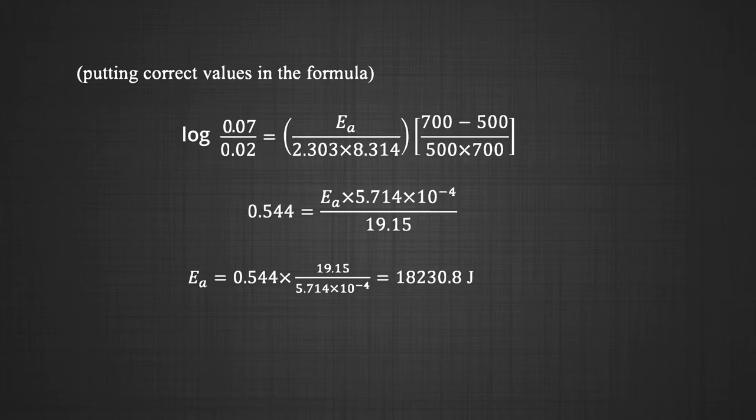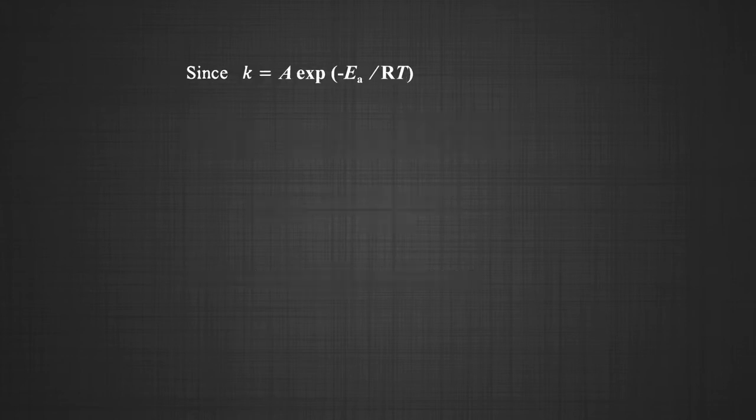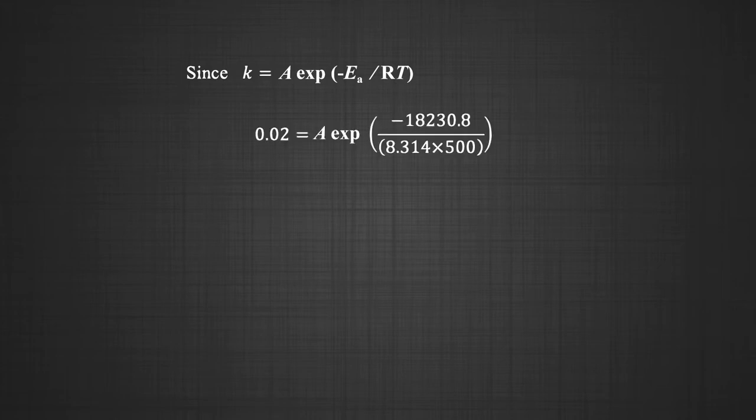Calculating it, it comes out to be 18230.8 joules. Since K is equal to A exponential minus EA by RT, putting the values, 0.02 equals A exponential minus 18230.8 divided by 8.314 into 500. A is equal to 0.02 divided by 0.012. It comes out to be 1.61.